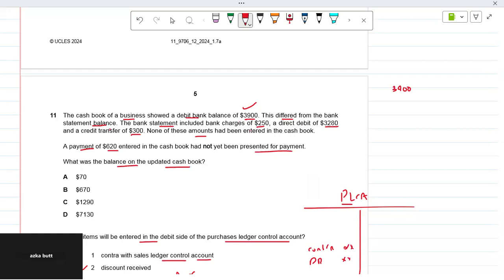So first of all, there are bank charges, which is 250. So it is not yet recorded. And there is a direct debit. It is also not yet recorded. Credit transfer, this is also not yet recorded. And this is an unpresented cheque of 620, which is already recorded. So now we are going to update the cash book.